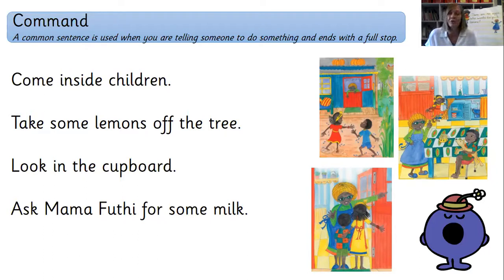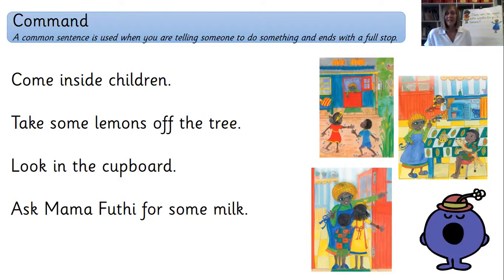Take some lemons off the tree. So that's a command. If I read that command sentence, I now need to go and get lemons off the tree. Look in the cupboard. Oh, look. You can almost see those verbs there. Look in the cupboard. That means I'd have to go and look in the cupboard. Ask Mama Footy for some milk. That means I have to go and I have to ask Mama Footy for some milk. I need to action it. So a command is telling you to go and do something, and it ends in that full stop.